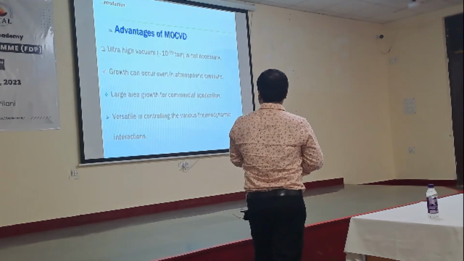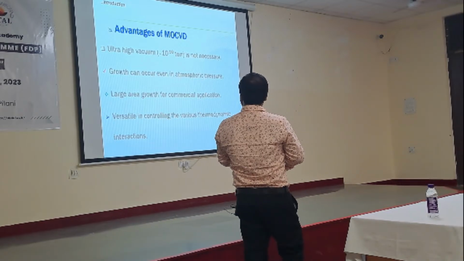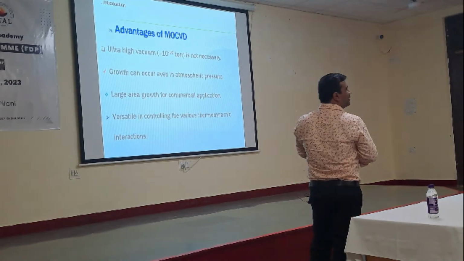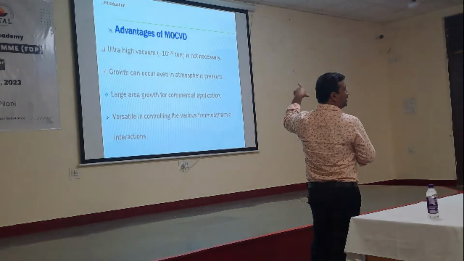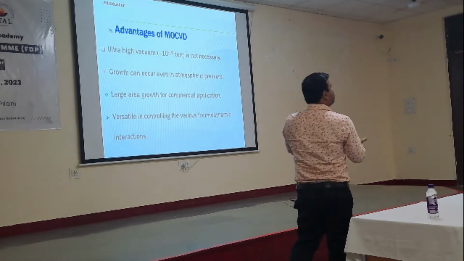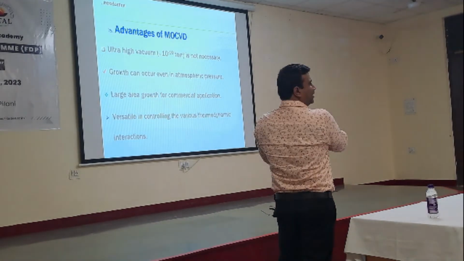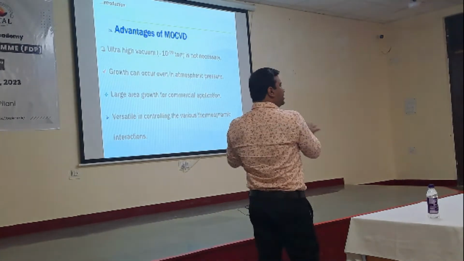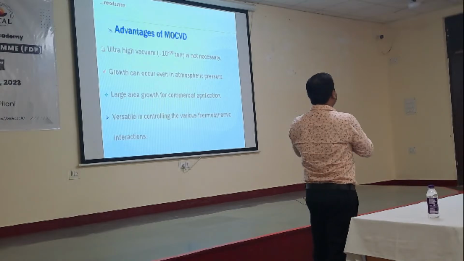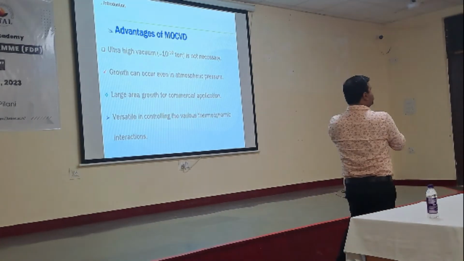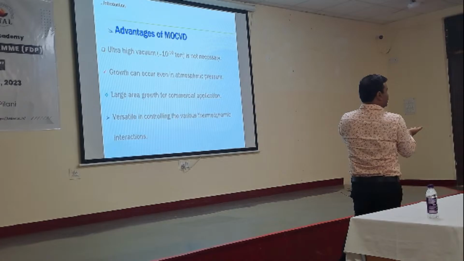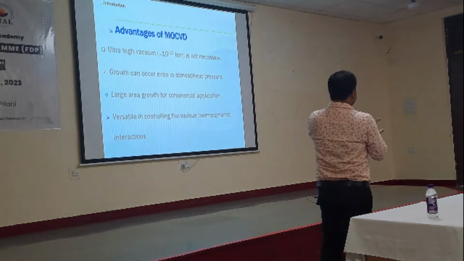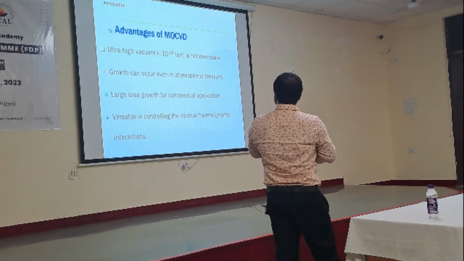Next. Now, the advantage of MOCVD. Again the question arises, what is MOCVD? Metal Organic Chemical Vapor Deposition technique. It is basically a technique of depositing some material onto a substrate. CVD, chemical vapor deposition: some chemical species is transported to the reaction chamber, where the substrate is already present, and a chemical reaction takes place, and your desired material will be deposited on that substrate.